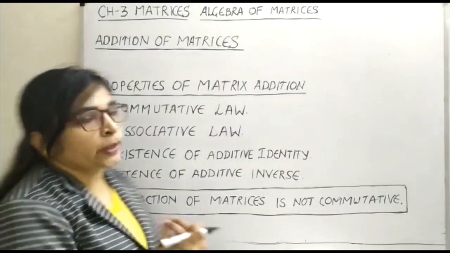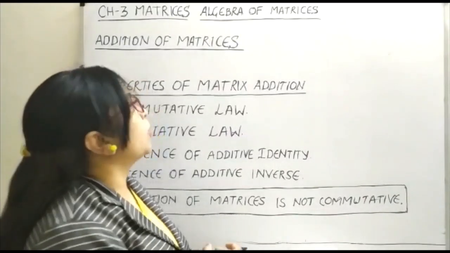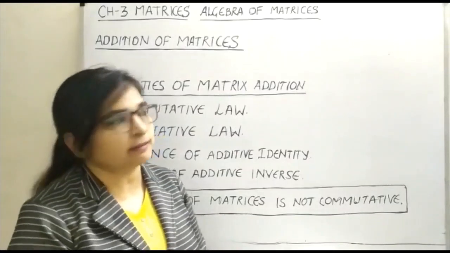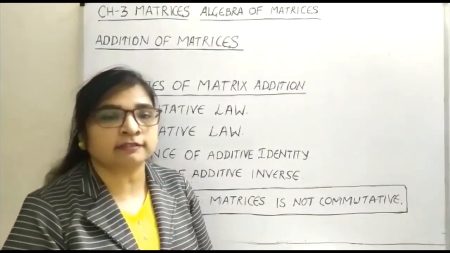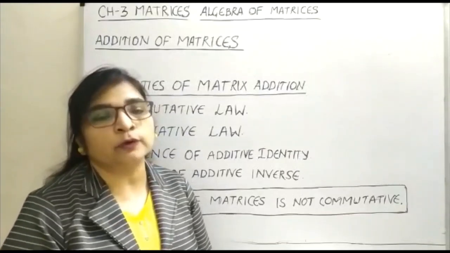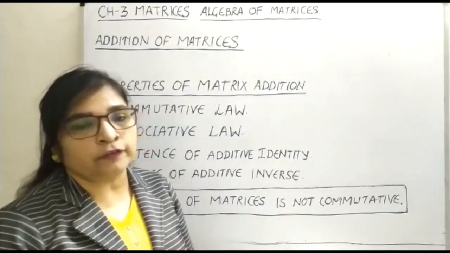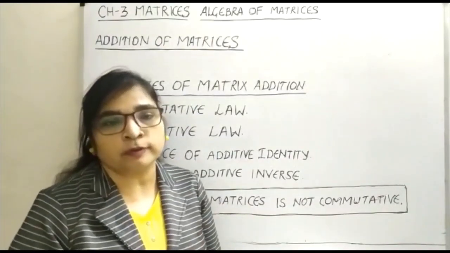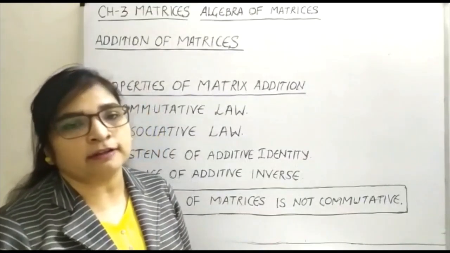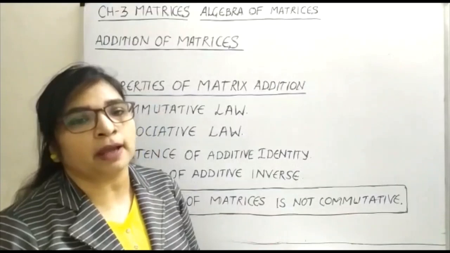Hello everyone. Today in chapter 3, Matrices, we are going to discuss the algebra of matrices. Now let us see how the addition of matrices is possible. As we know, a matrix is a rectangular array of numbers. Addition of matrices is possible only if the two matrices have the same order. That means same order matrices can be added.